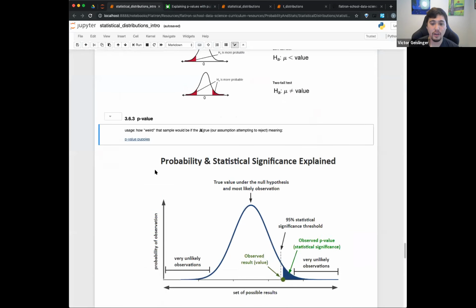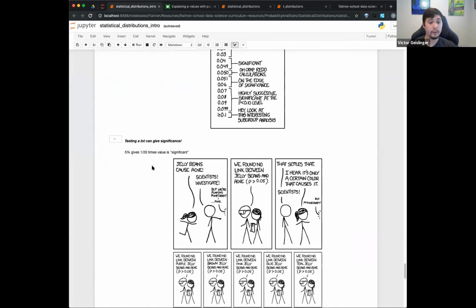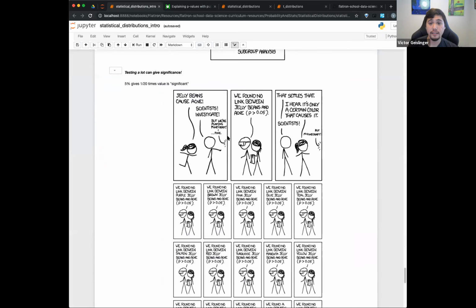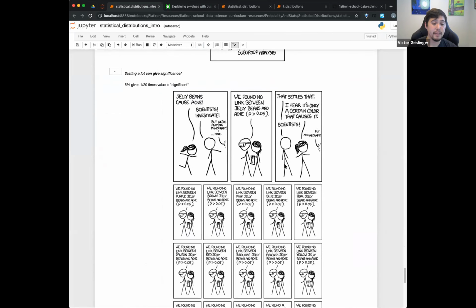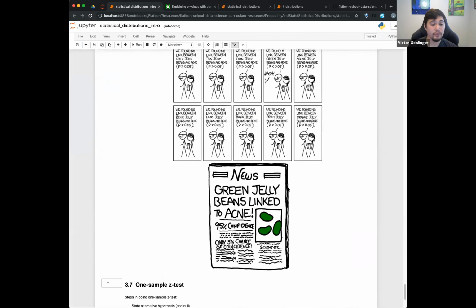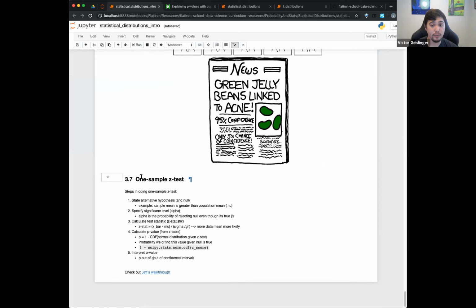So that's my quick run through XKCD. Just be careful with p-values when measuring things over and over again. I won't go into a full example. And of course, there's the one-sample z-test. We'll see this again with our t-tests, but there's also a great walkthrough by one of the other instructors, Jeff.